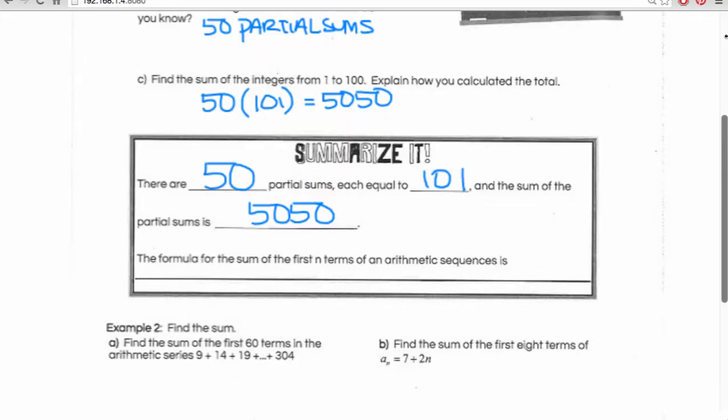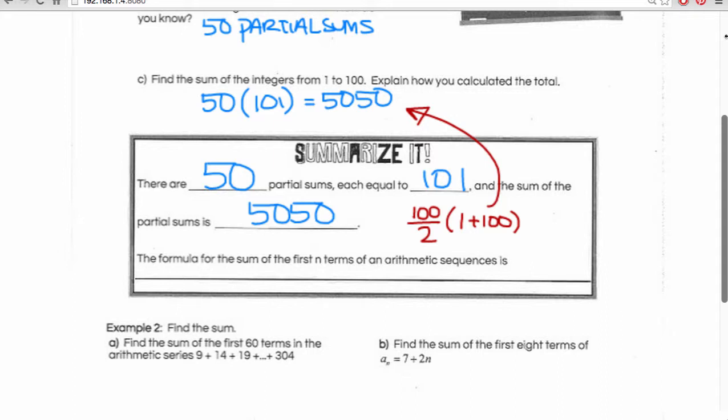Now here's the important part. There were how many total terms in that sequence? There were 100. How did we get 101? Well, we looked at the first term plus the last term. But if we're trying to get this to look like this up here, we need to somehow get a 50. And it comes from this idea of pairs. So we're looking at how many pairs of 101s there are. So that's where we get 100 over 2 times 1 plus 100.